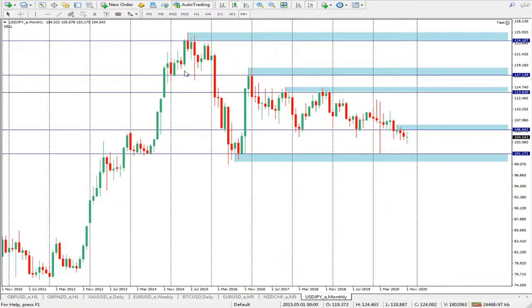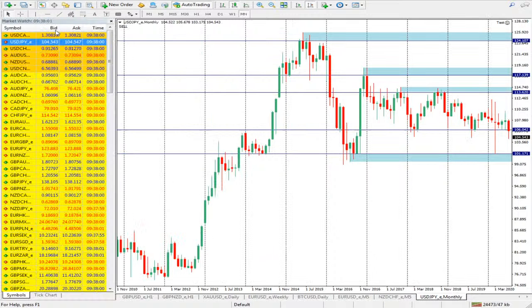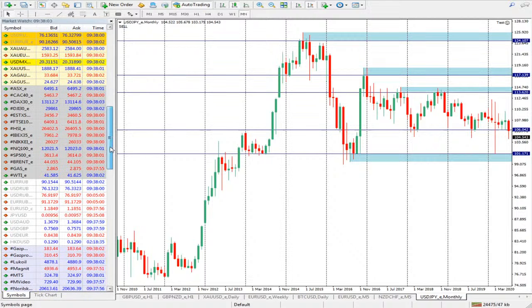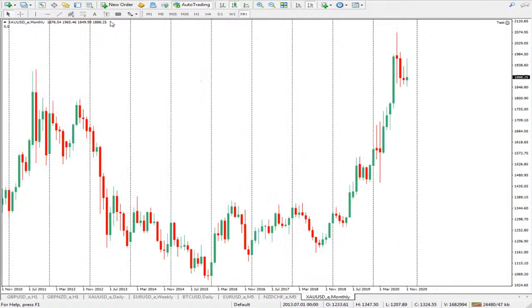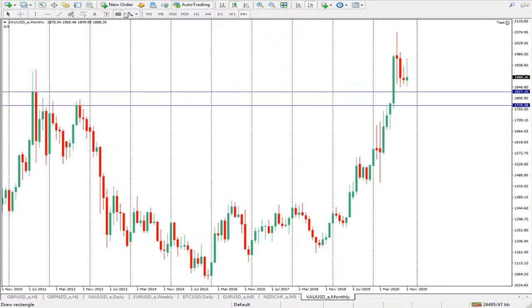So the next chart I want us to look at is gold. This is gold. So far this is how it looks on the monthly chart. Gold, we do have a support level. This is a very good support level here. So we have a support zone, and we have a resistance zone or this point.